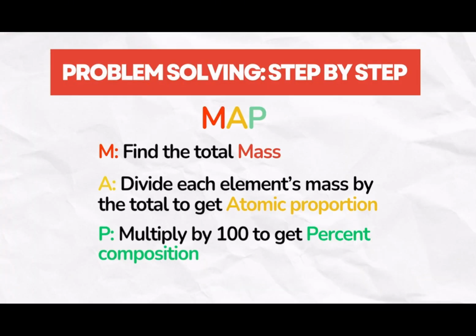Here are the steps in solving problems with the law of definite composition. Use the mnemonic MAP. First is to find the total mass of the sample. Next is to divide each element's mass by the total, or the atomic proportion. And finally, multiply by 100 to get the percent composition.